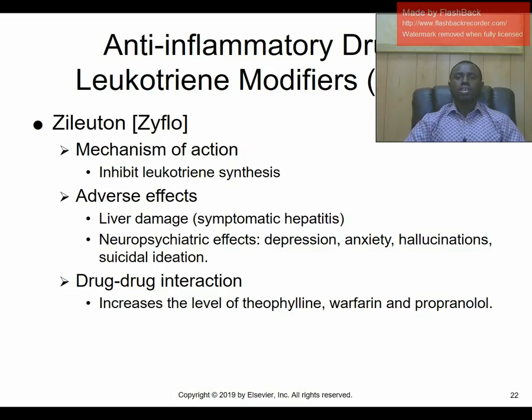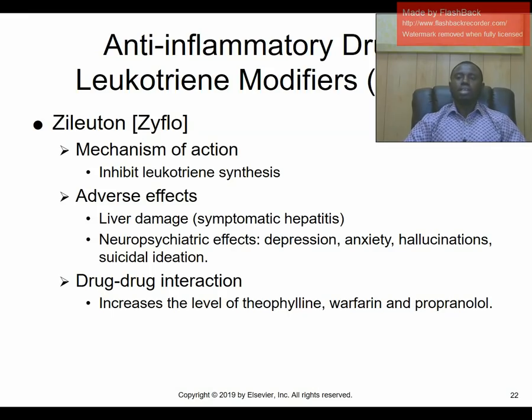Zyflo can also interact with other drugs. Zyflo will increase the levels of theophylline, warfarin, and propranolol. We will talk about theophylline in this presentation, but warfarin is an anticoagulant which is used to prevent blood clots. And so Zyflo is going to increase the levels of warfarin in the blood, which means that the patient will be at an increased risk for bleeding.